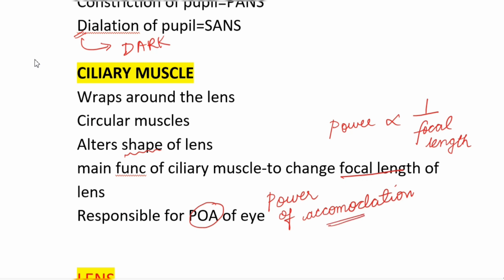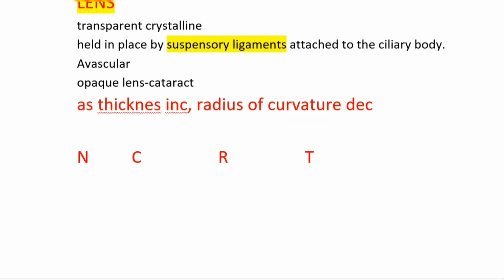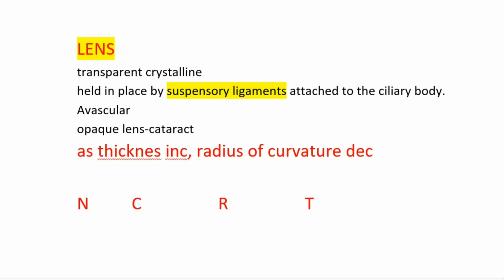So what do you mean by power of accommodation? It is the unique ability of our eye to see very far objects and very near objects. So power of accommodation is the ability of the eye to change its focus from distant to near objects and vice versa. This process is achieved only by the lens changing its shape.